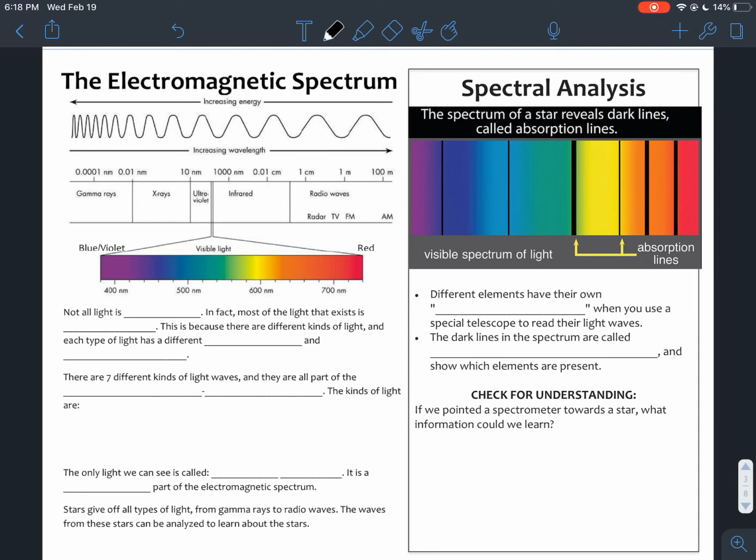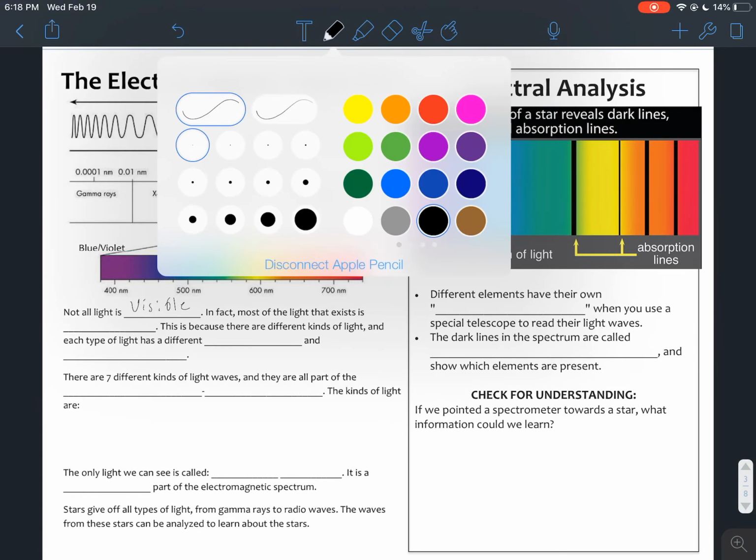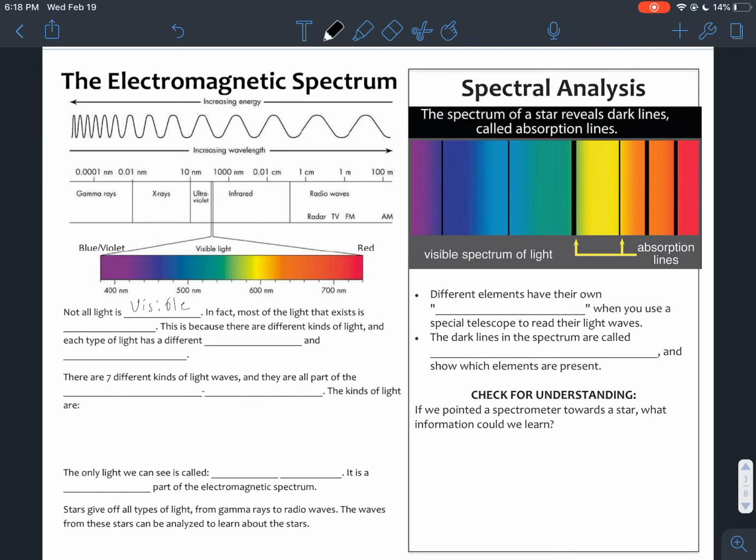Okay? So we're going to start on the left side. It says, not all light is blank, not all light is visible. I'm going to make my pen a little darker. Not all light is visible. So the light you look out and you see above you, that's visible. But, for instance, X-rays are a form of light. Like if you break your arm and you go in and get an X-ray to see if the bone's broken, you can't see that, but it's still a form of light. So not all light is visible. In fact, most of the light that exists is invisible.